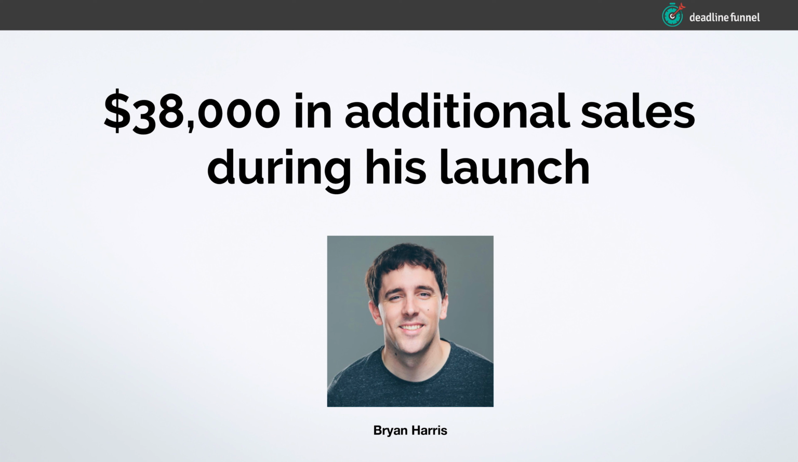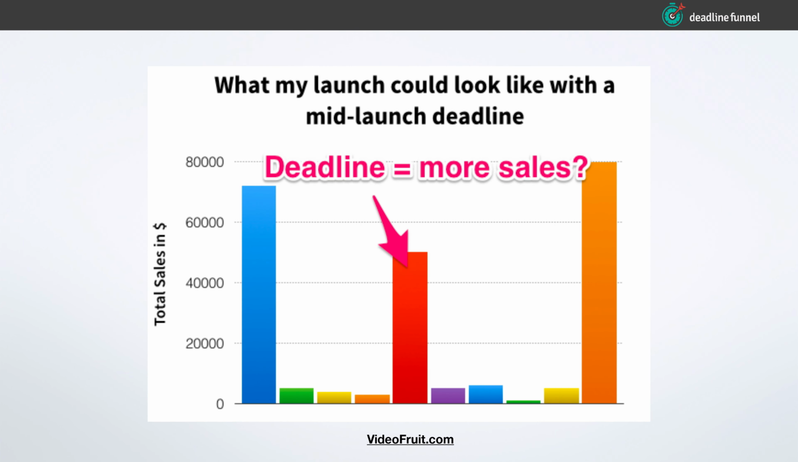He talks about how he made an extra $38,000 during his launch by having a deadline in the middle of the launch. In his case he actually had 3 deadlines. He had a first day 24-hour deadline, and then in the middle of the launch he had an unannounced bonus, which everyone who already bought got. The deadline for that unannounced bonus was, I think, a 2-day deadline. And then there was the deadline for the overall offer, just like you would close down the cart at the end of the launch. But by adding in this middle deadline, he was able to increase his sales by 38%.